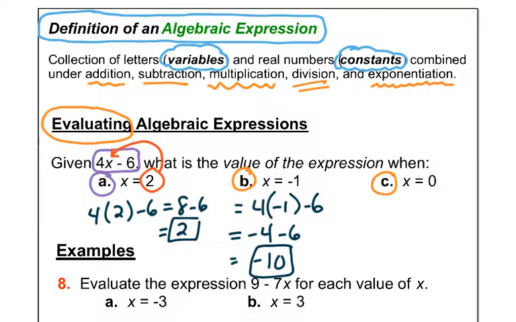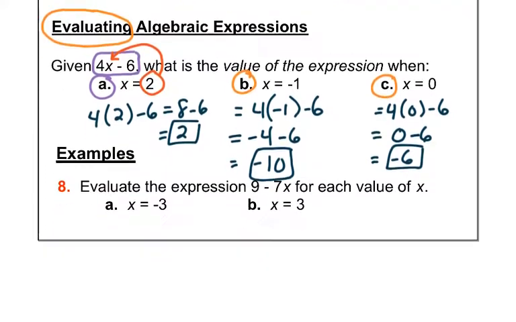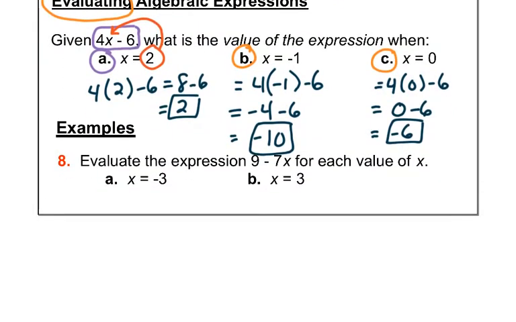For part C, when x is 0, let's substitute him in. We get 4 times x is 0. Ooh, anything times 0 is just 0. So the expression 4x minus 6, when x is 0, you get negative 6. Pretty good, right? All right, why don't you pause the video, and can you now try it for these next 3? Here's your new expression, and let's plug in for these 2 values. Sorry, 2 expressions here. Good luck.